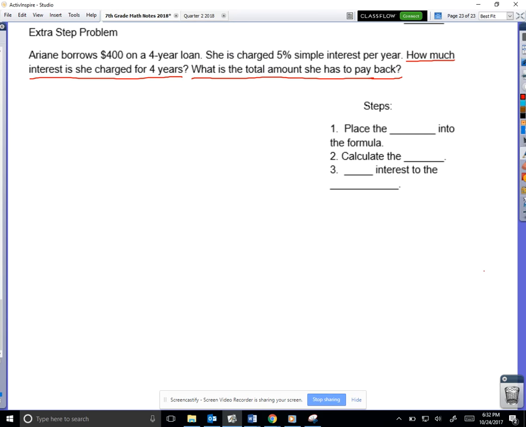Let's go through here and identify our math facts. She borrows, so that's negative, $400 on a 4-year loan. So that's how long it's going to last. It's 4 years. She's charged 5% simple interest per year. All right, so there's our 3 numbers that we need. And that's going to allow us to calculate how much interest she's charged for 4 years.